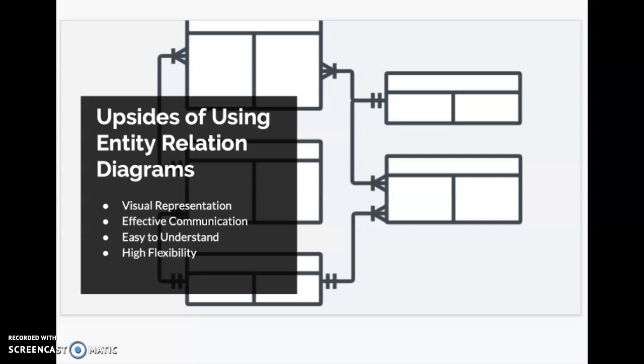Effective communication. The readers can easily understand the relationship between different fields. There are various symbols for representing different information, like relationships are represented by diamond shaped boxes, attributes by ovals, and entities are represented by rectangles.